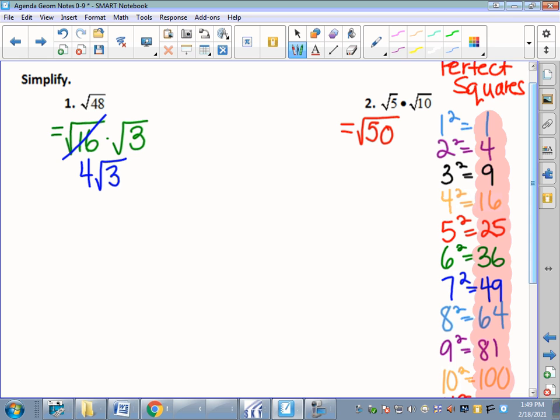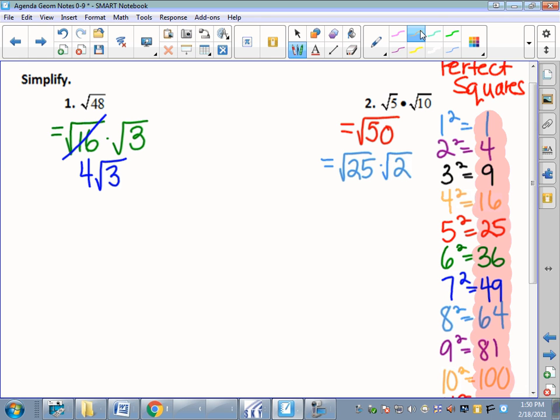Now I look at my list of perfect squares. Are there any perfect squares that are factors of 50? We know this. This is an easy one, right? 25 times 2. Write both of those factors down under its own radical. So it was broken up, we multiplied it, and then we broke it up differently. We're allowed to do that.